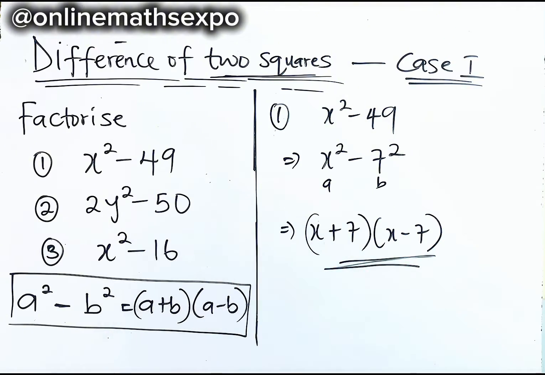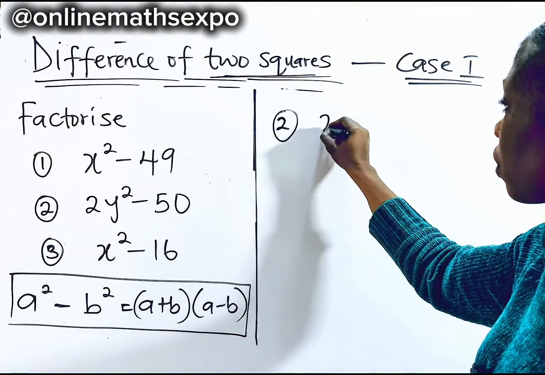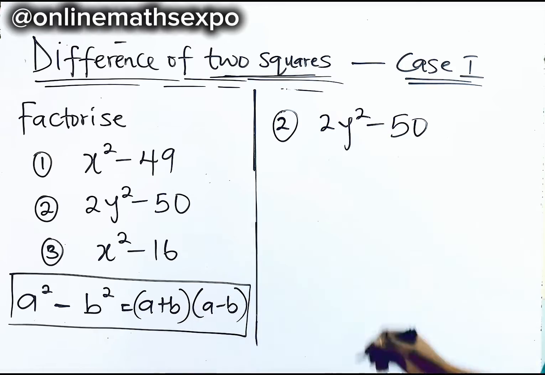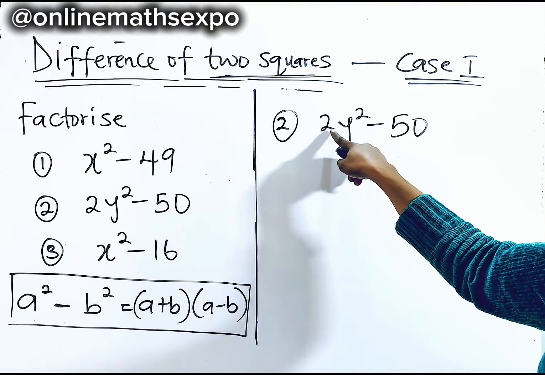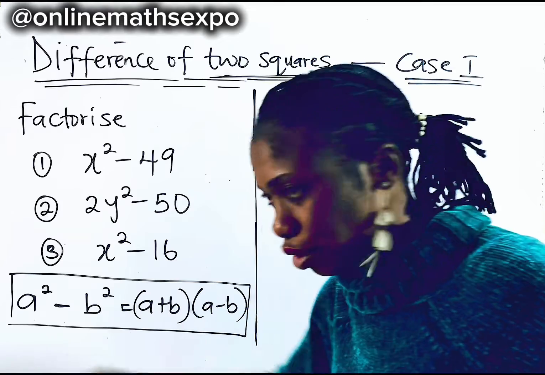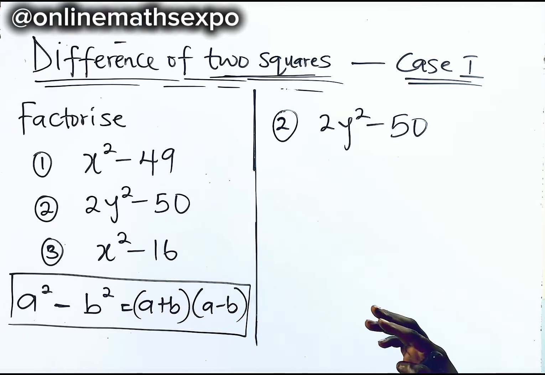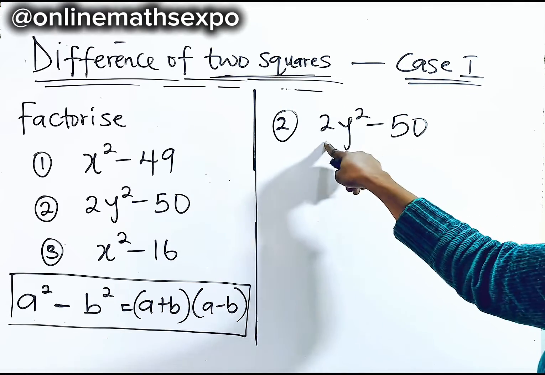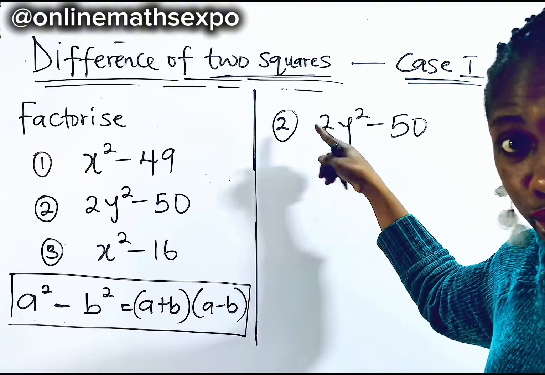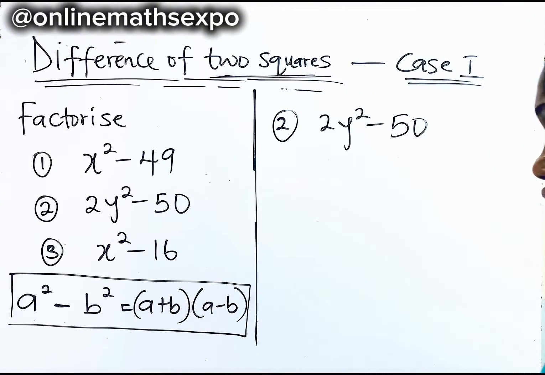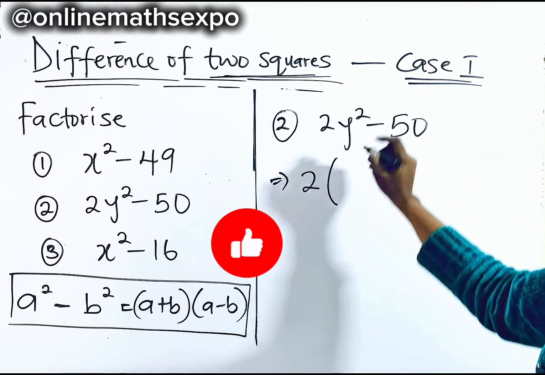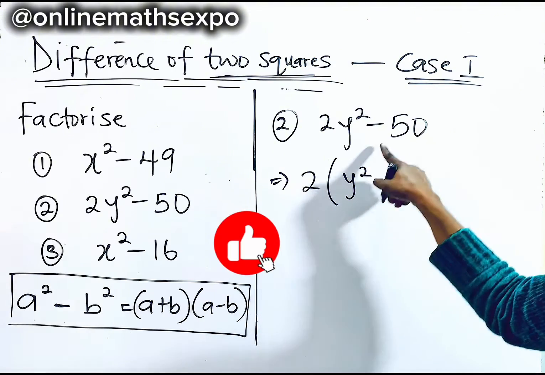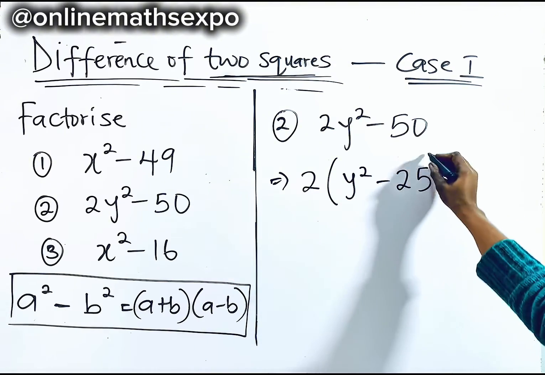Now solving the second one. For the second one, we have 2y squared minus 50. This is somehow tricky, because you see that this is a square, but what we have here is 2y squared. So there's a number before the y squared, but there is none in the formula. But don't worry. What you know is that 2 can divide these two values, okay? So let's factor 2 out to see if we can then apply this formula. So we bring 2 out, use 2 to divide 2y squared, it gives you y squared. 2 divides negative 50 and gives you negative 25.